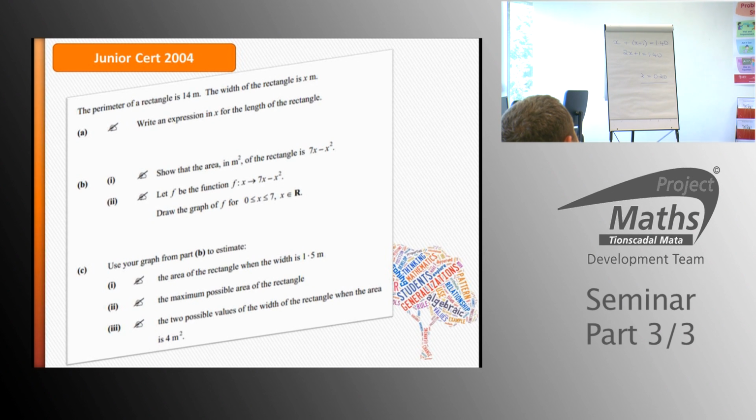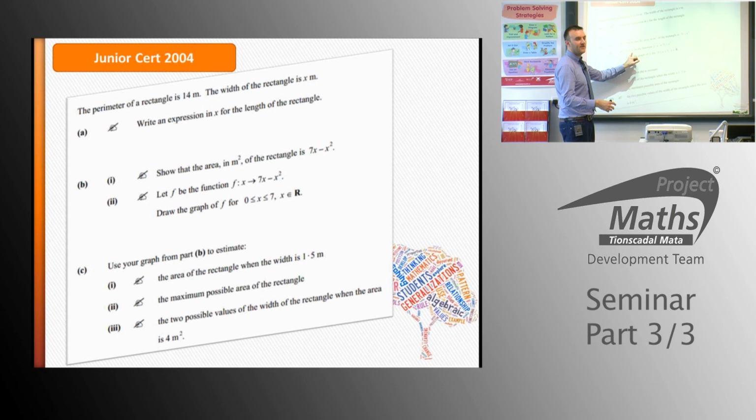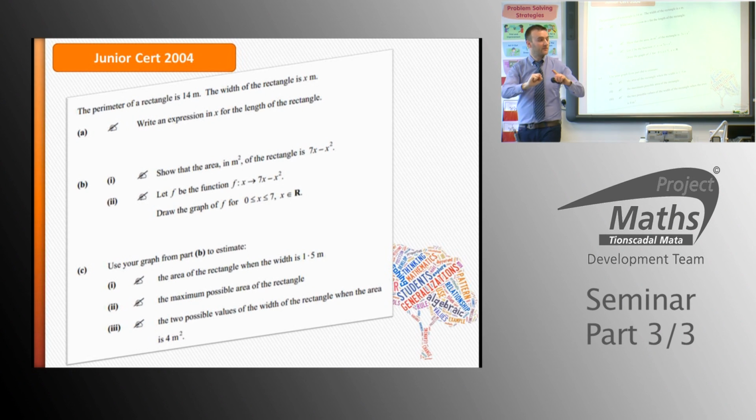Then look at this part. Let f be the function 7x minus x squared. Draw the graph of f for 0 to 7. So it's almost as if in the exam question that's divorced from what came before it. We're doing all this work with this rectangle and then suddenly it says let f be the function. It's dropped in. And in reality, that's what algebra is as the problem solver. It's the function that models the situation that you use to solve your problem.